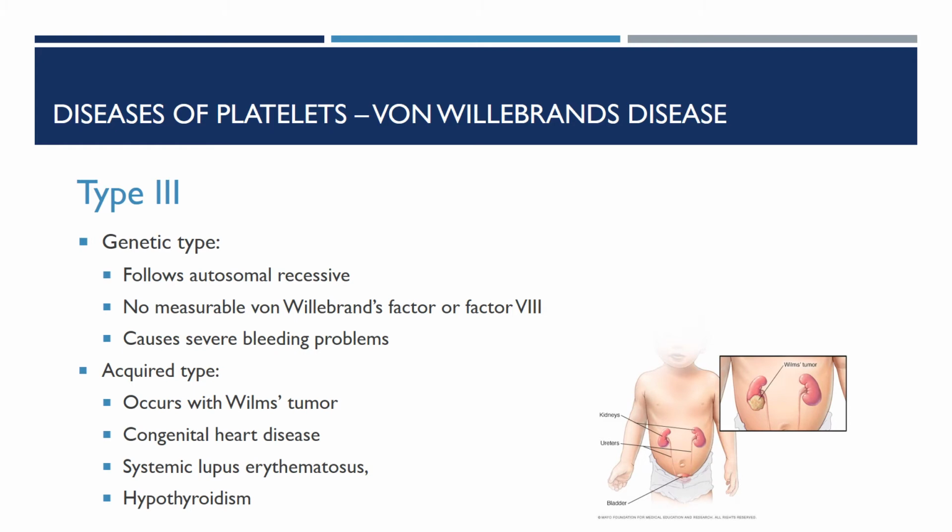So then there's the acquired type, and this is the other version, in addition to type 3. So in the acquired type, this can occur concurrent with the formation of a Wilms tumor, which is right over here. So this is a Wilms tumor. This is going to be a renal cancer, malignant growth. Okay. You can see it associated with some autoimmune conditions, and so congenital heart disease, hypothyroidism, and so we see it also associated with these other disorders.